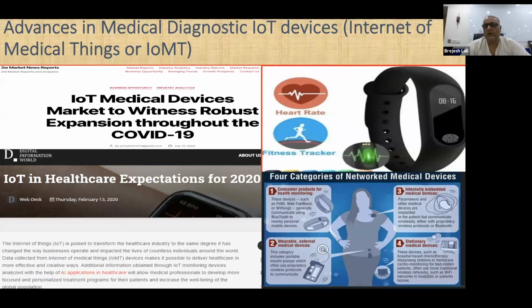So there are typically 4 categories of network medical devices. There are consumer products for health monitoring, the smart watches or the smart bands. Then there are wearable external medical devices for specific conditions. Then there are internally embedded medical devices embedded inside the body of a patient. And then finally, there are stationary medical devices in the close proximity of the person in question. And all 4 of these categories of devices can sense data which is necessary and also communicate this data to a server that contains the AI model that can perform remote diagnosis.